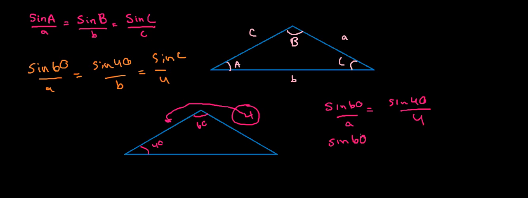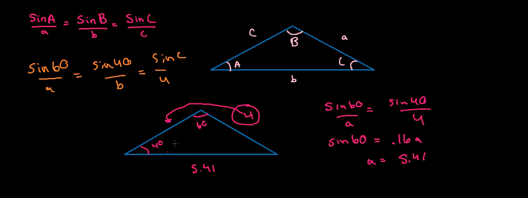So let me just write it like this: sine 60, and I did this, and this was 0.16. So 0.16 A, divide 0.16 by sine 60. So A is equal to 5.41. So this side over here is 5.41.